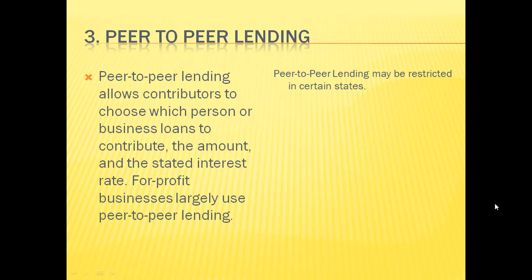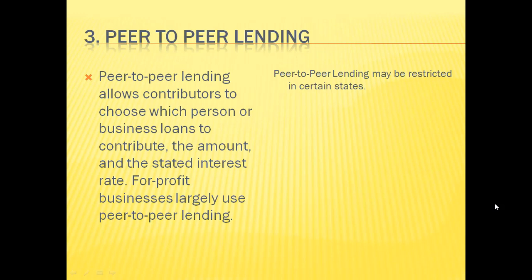Now this one you may see a little bit more of, is an option out there, but we'll go a little bit more in detail. It's called peer-to-peer lending. So it's basically what it sounds like. You can loan money to someone else, and it allows the contributors to choose which person or business loans to contribute, the amount, and the stated interest rate.